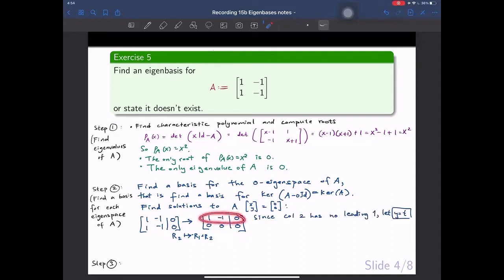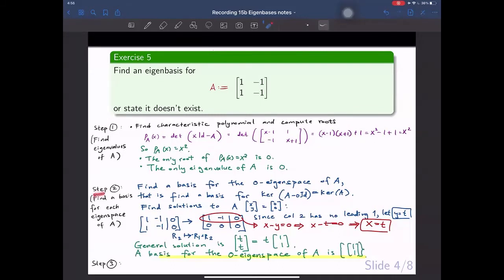I then turn this into an equation and do back substitution. I replace this y with t. So x is equal to t. I can then write a general solution to the kernel of the matrix. I can then take this vector; the set containing just this vector is a basis for the 0 eigenspace of A. That was step number 2.